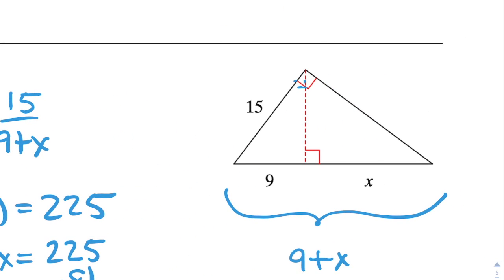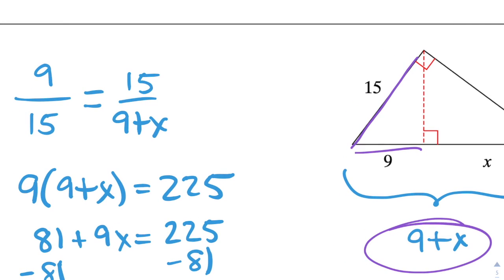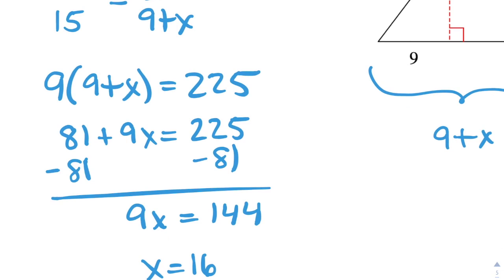We are given, okay, so what are we given here? We are given hypotenuse and short side in the big triangle. So we now have to use the hypotenuse and the short side in the small triangle. So 9 is to 15 as 15 is to 9 plus x. It's a quantity of them added together. So solve that and we get x is 16.